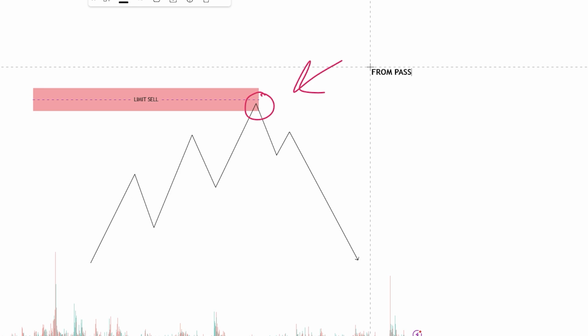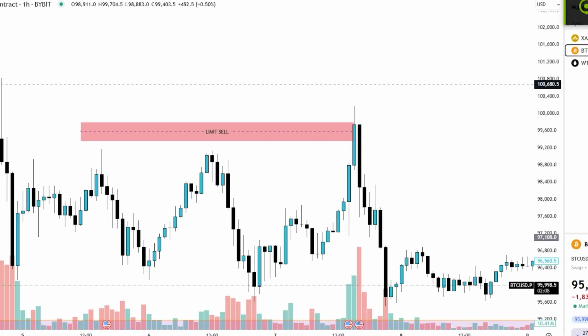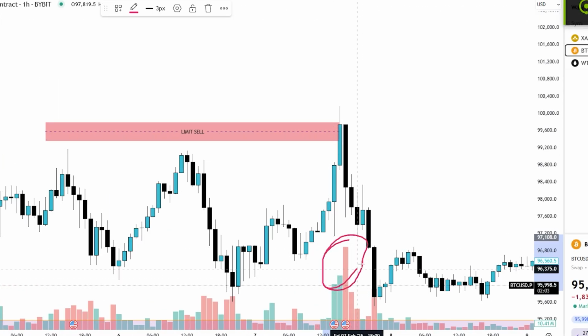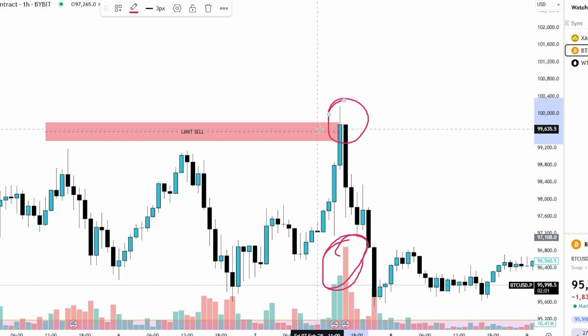Because you are no longer a passive participant, you are active, you are aggressive, you have opened a short position at that specific time. So if a large limit sell order gets filled, you will see it on the chart as a spike in volume showing strong buying interest.